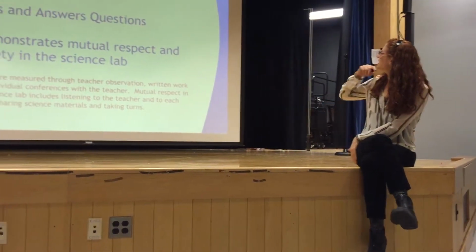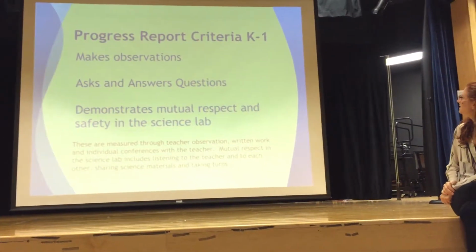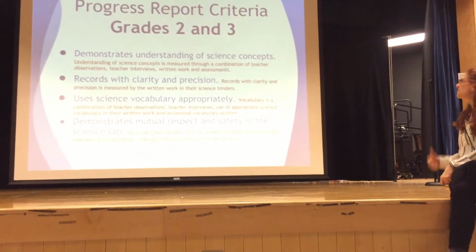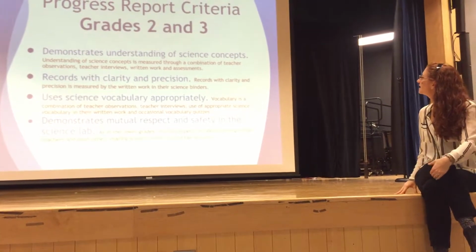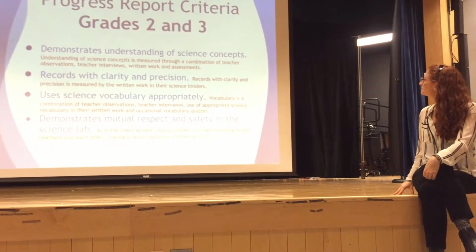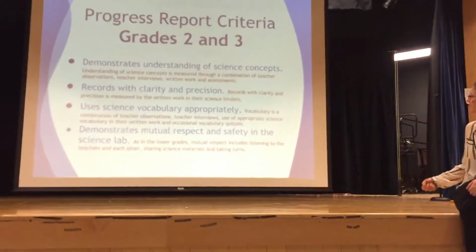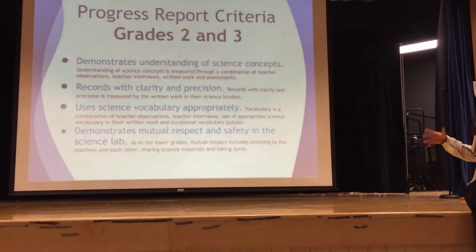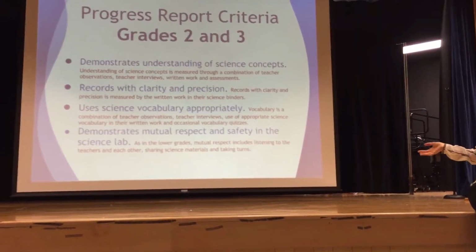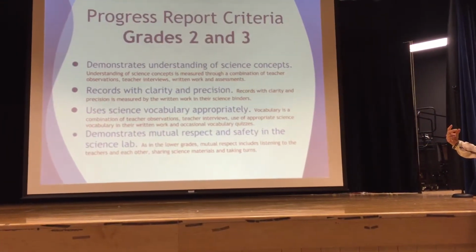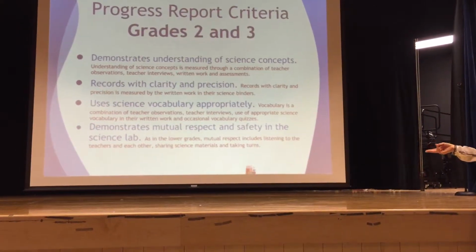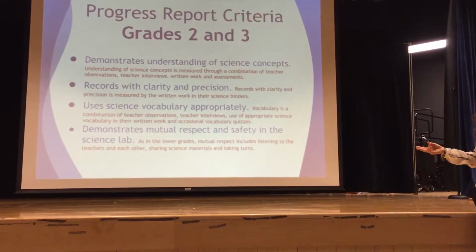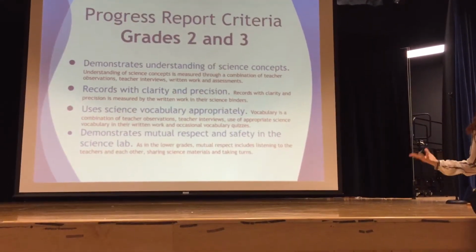Okay, so the next slide is K2 and 3. A little more complicated. There you go. Okay. So they have 4 subcategories, qualifiers. Understanding science concepts is again with the teacher interviews, the written work. Second and third grade both have, well, first grade also has an assessment. They have written assessments too. Records with clarity and precision is really about their writing. And I feel like it's really important to communicate about your findings in writing in science.